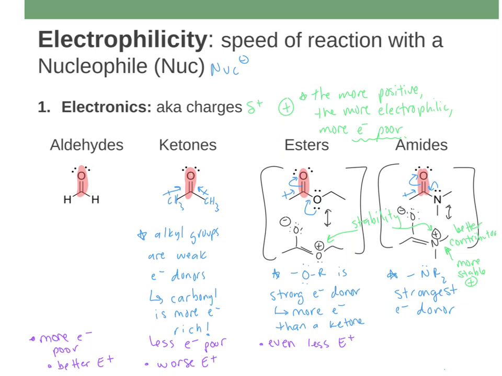And of the two that have resonance, they have the delocalization. The amides have more of a contribution because N is more stable being positive than O is stable being positive. So the NR2 is the strongest electron donor, which means this is the worst electrophile that we have up here.